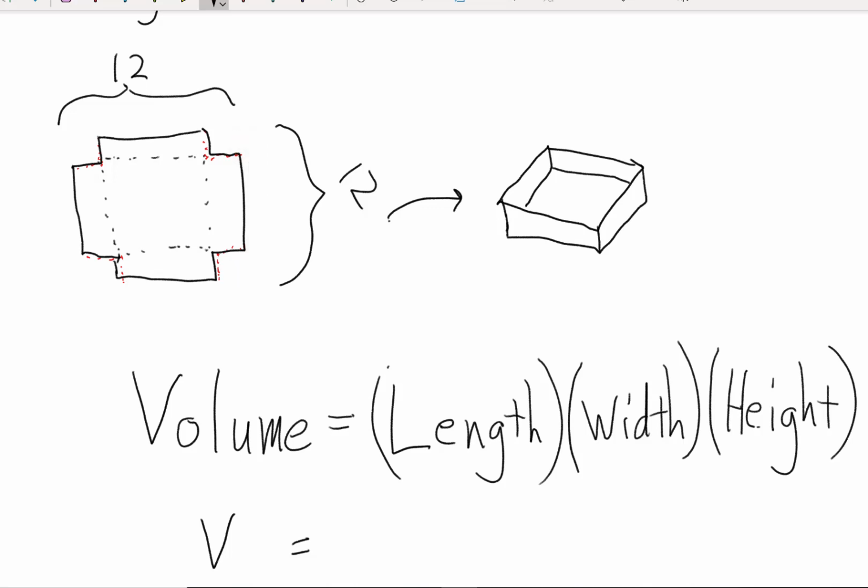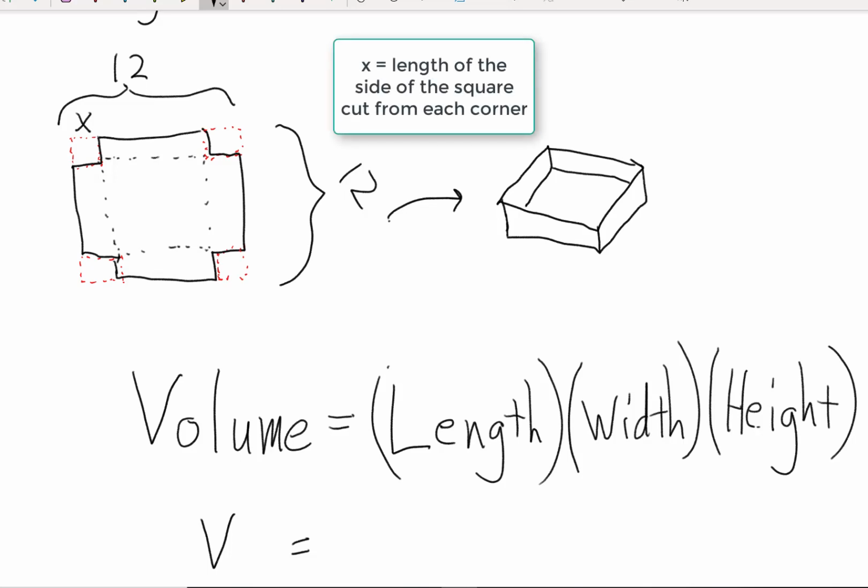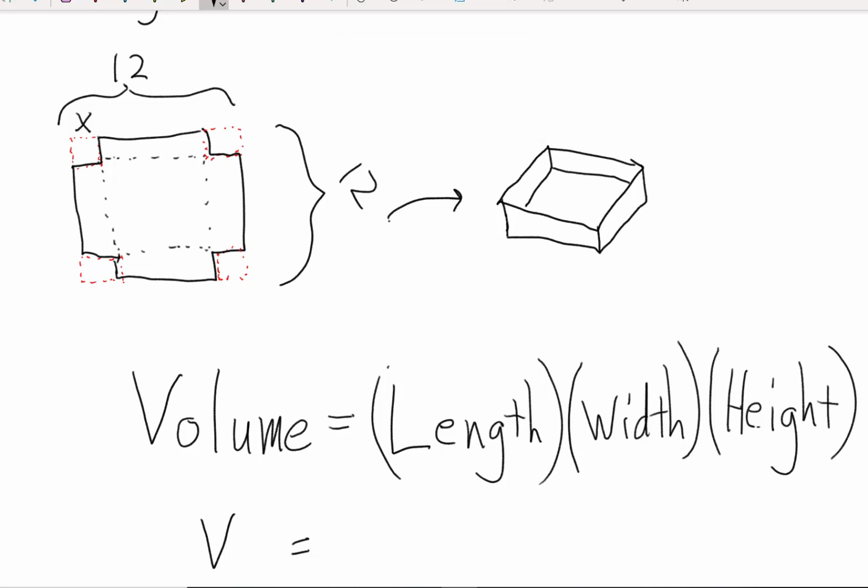Remember that if there's a piece of information we don't know or that changes, an unknown, that is our variable. So the length of each side of these squares that we cut out is our variable x. So we will let x be the length of the side of the square cut from each corner. And since they're squares, every side of each red box there will be x all the way around.